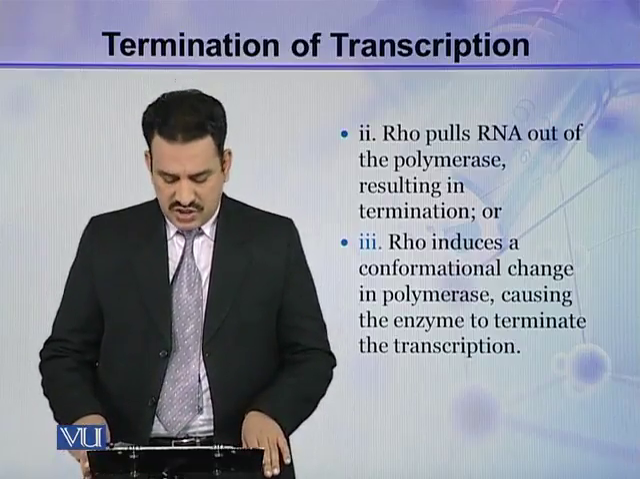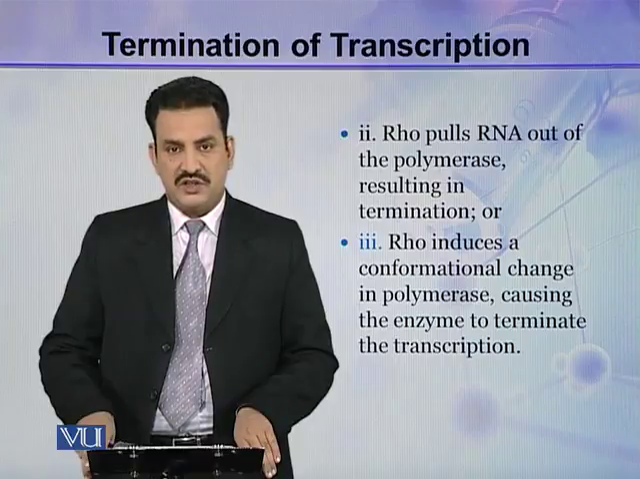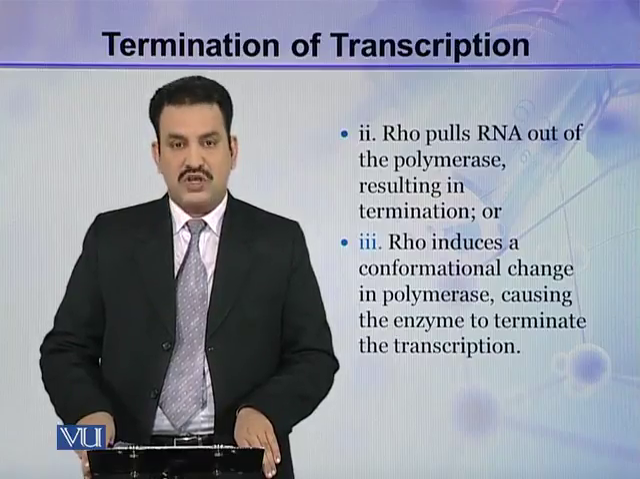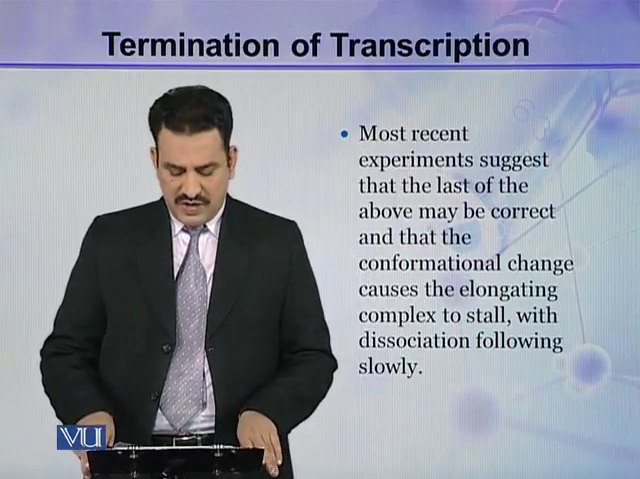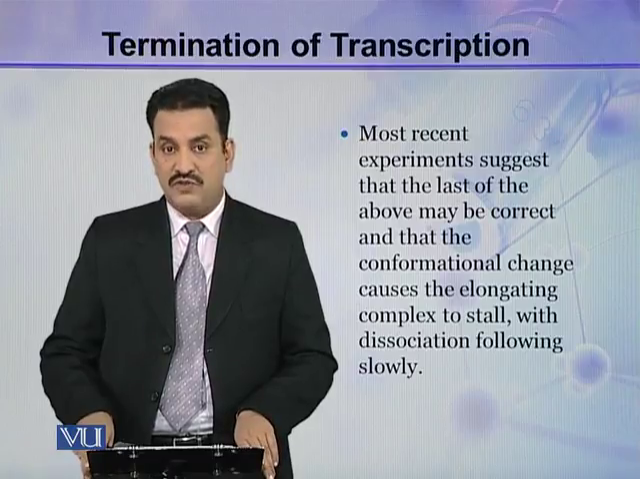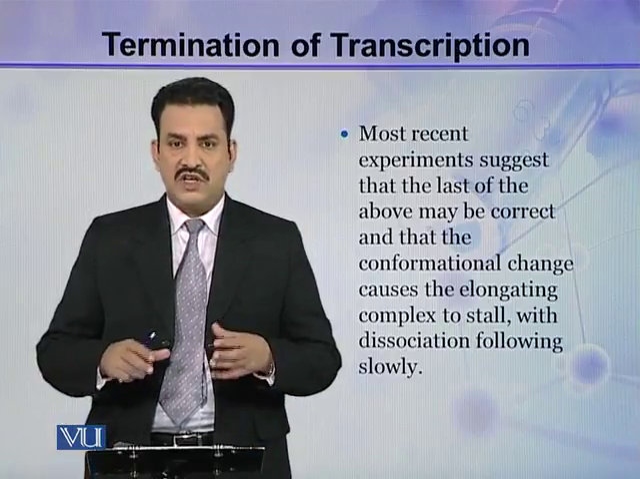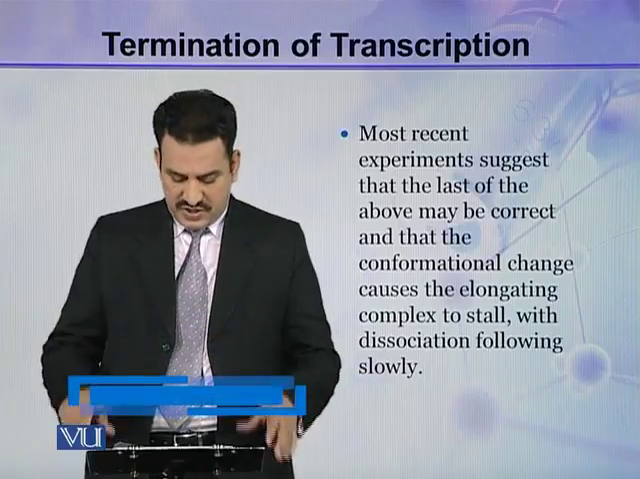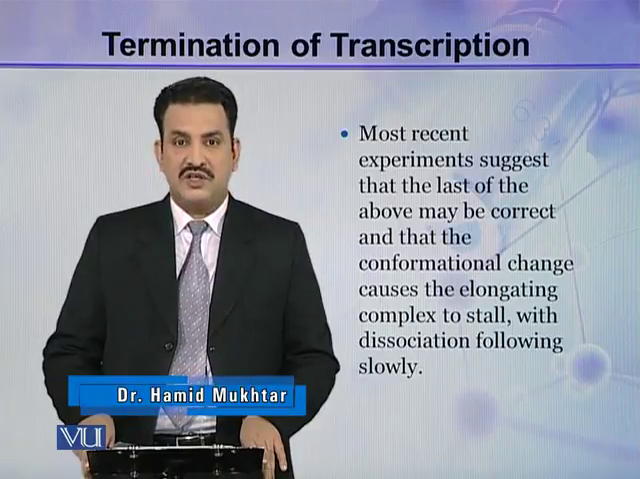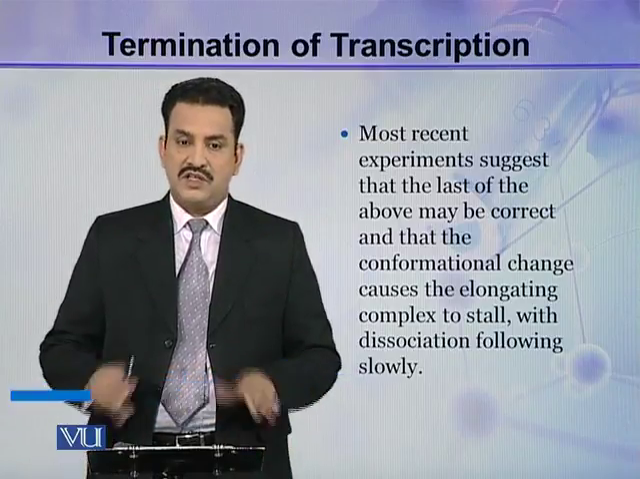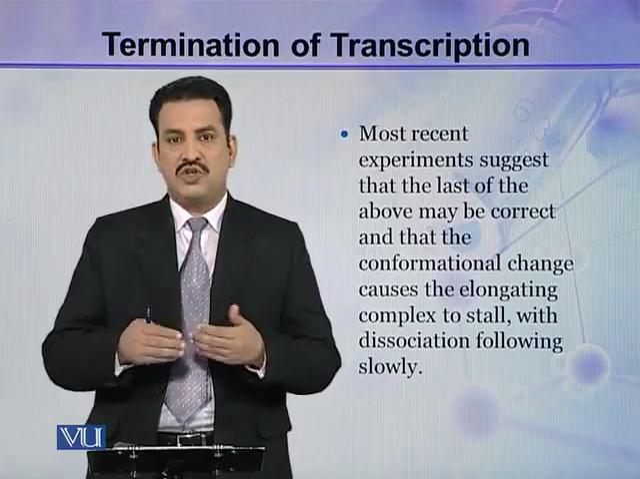The third explanation describes that Rho induces a conformational change in the polymerase, and this causes the enzyme to terminate the transcription. Most recent experiments suggest that the last of the above three explanations may be correct, and that is the one which involves the conformational change in the RNA polymerase. That conformational change causes the elongating complex to stop, and this stoppage is then followed by the dissociation of this complex slowly.